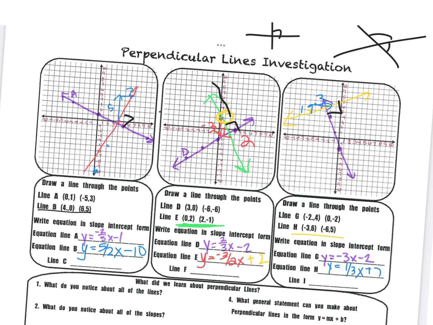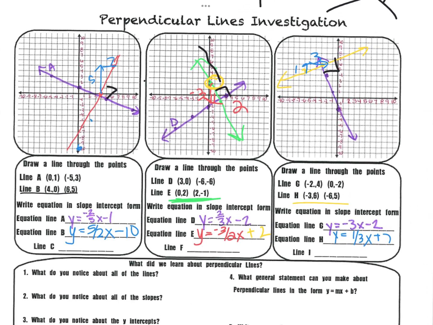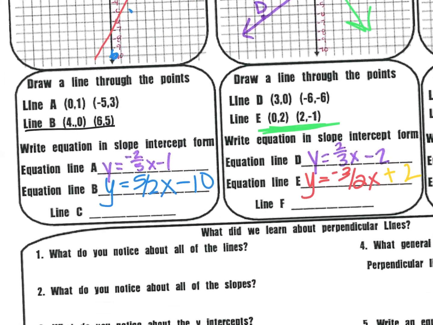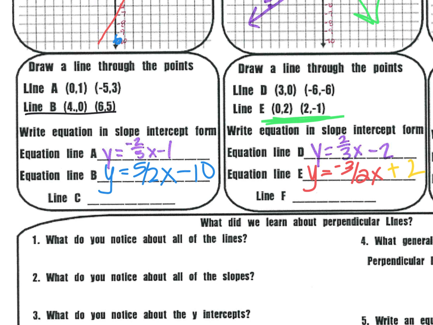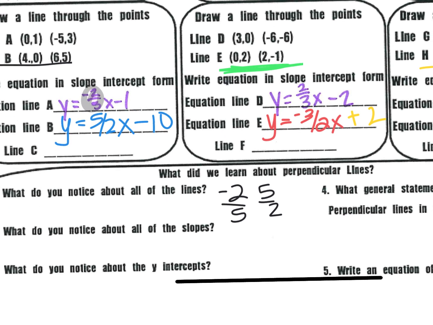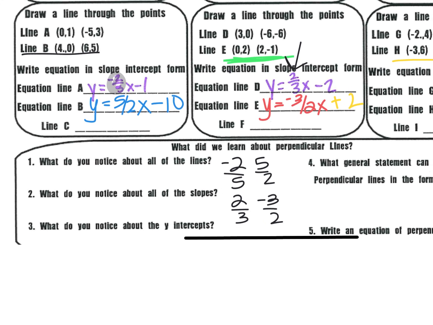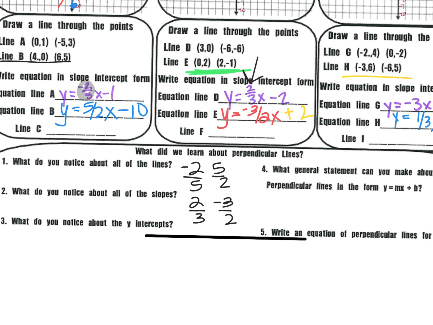And now we should look at their slopes to try to figure out if there's anything that we see that we would be able to tell if two lines are perpendicular. So this one has a slope of negative 2 over 5, and the other one has 5 over 2. The next slope is 2 over 3 and negative 3 over 2. That's from this middle one. And then the last one had negative 3 and 1/3.